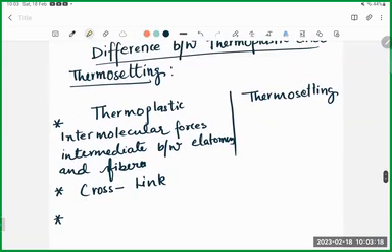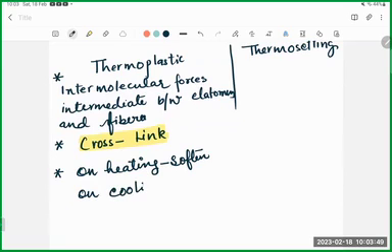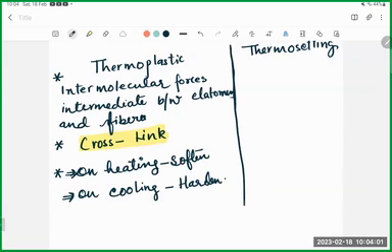As I said, only I will write the point. Cross-link means these are made up of this link, what type of interaction if you observe, they have the network structure. Okay, now, most important characteristic, what happens to this on heating? Tell me, soften. Becomes softened. And what happens on cooling? Tell me, it becomes hardened. So this is the characteristic. Very important. We need to pay attention. This is a major difference, I would say, between the thermoplastic and the thermosetting.